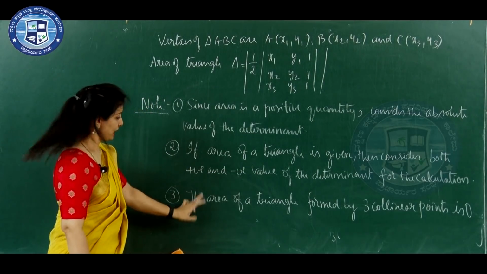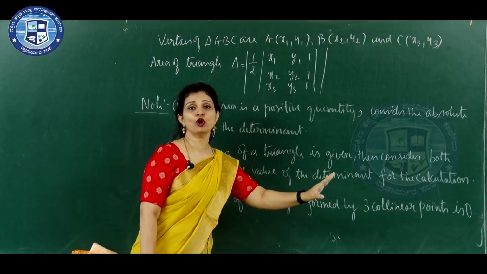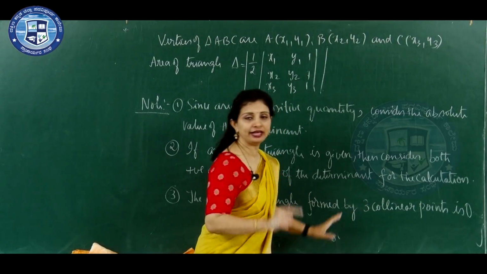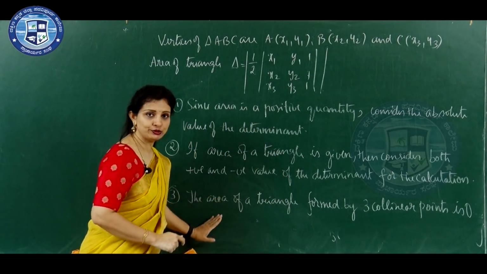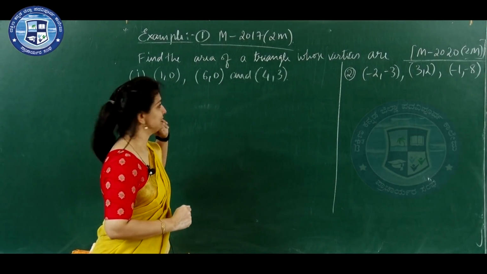Third one, the area of the triangle from 3 collinear points will be 0. That is well known. If the 3 points are collinear, the area of the triangle is 0. So, these 3 points you need to note down. Please make a note of this, students. Look at the examples now.